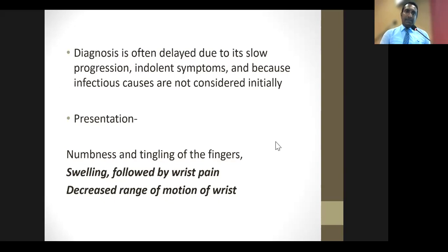The patient can present with the usual signs of numbness and tingling of the fingers, but at the same time, the patient will have swelling followed by wrist pain with decreased range of movements. So this will help somewhat to differentiate from the other causes of carpal tunnel syndrome.